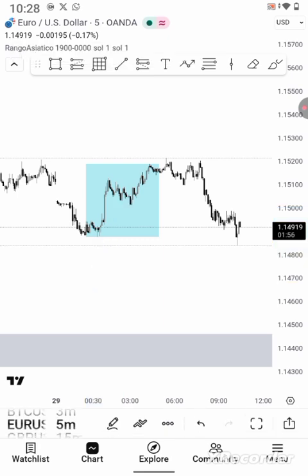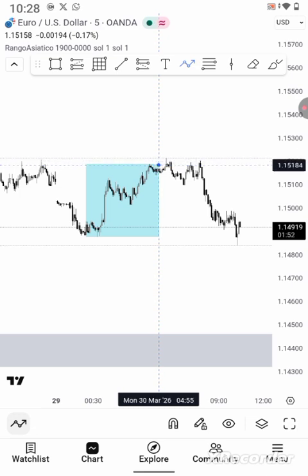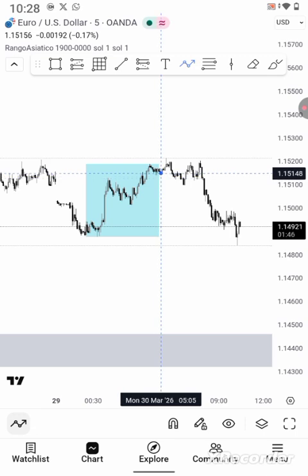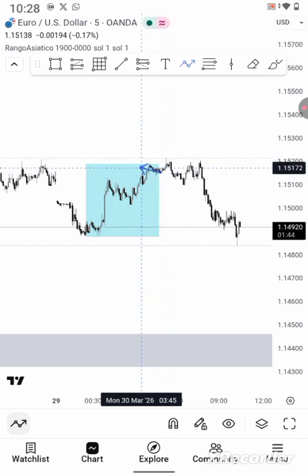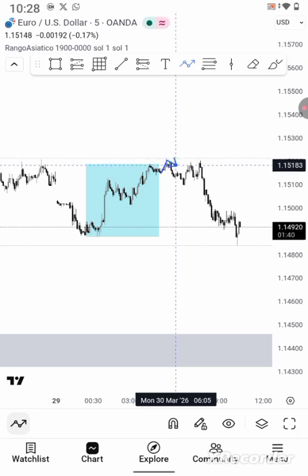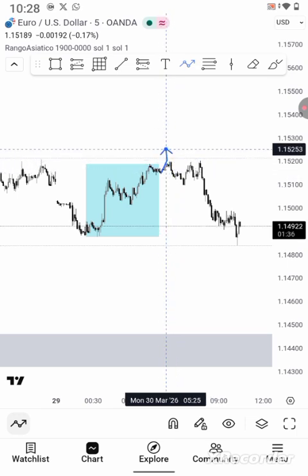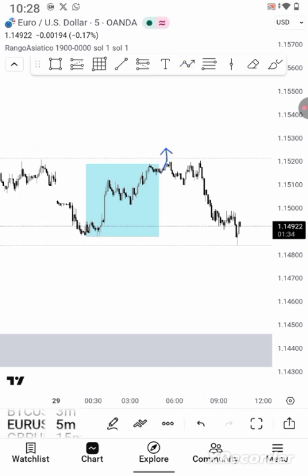This is the market structure here. After the Asian range, all I want to see is a liquidity sweep of this high. Can you see it now? Then a shift in market structure. Let me just make everything clear to you guys.